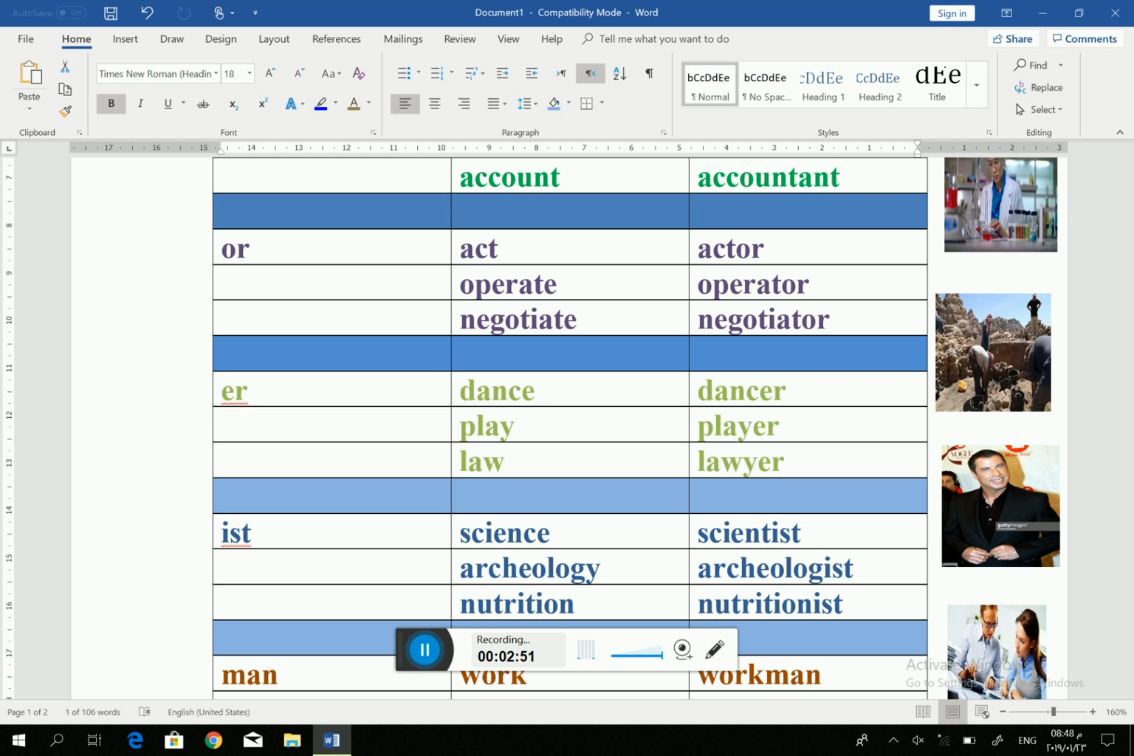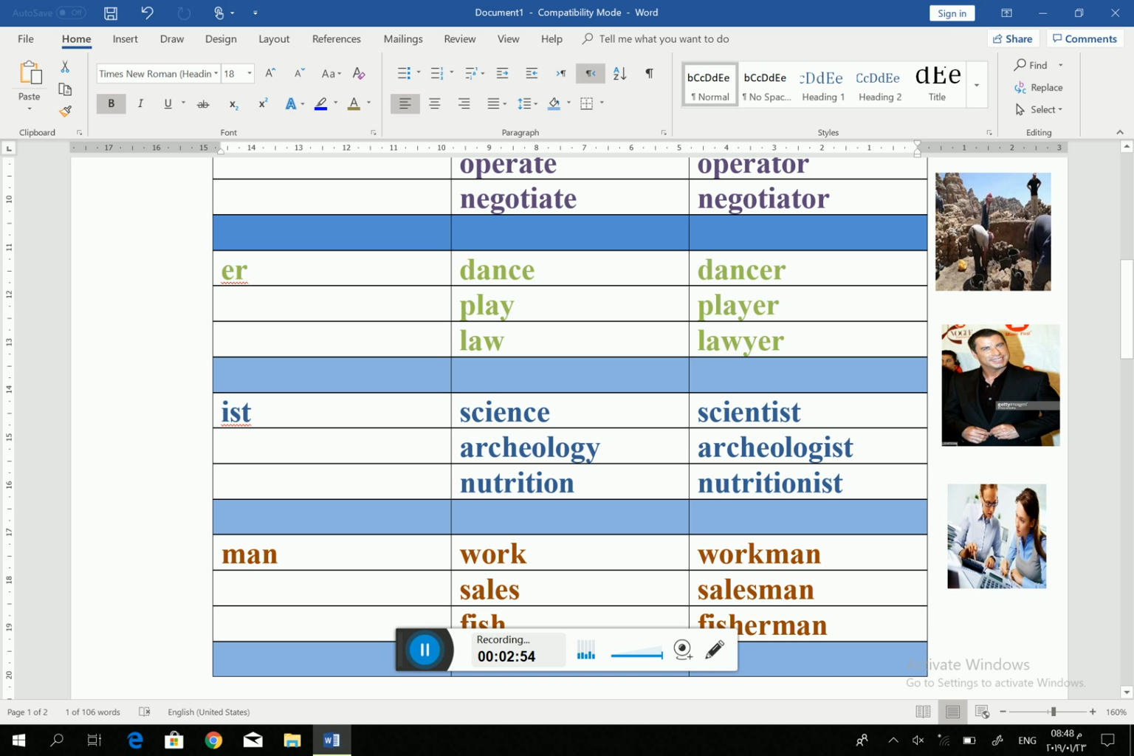Again, we have er. Er can be used also to form some jobs like dance, dancer, play, player, law, lawyer. If you could dance, you may be a dancer. If you could play perfectly, you could be a good player in the future. If you practice law and you study law, you will be a lawyer in the future. So dance, dancer, play, player, law, lawyer. Dancer, player, lawyer, these are jobs.